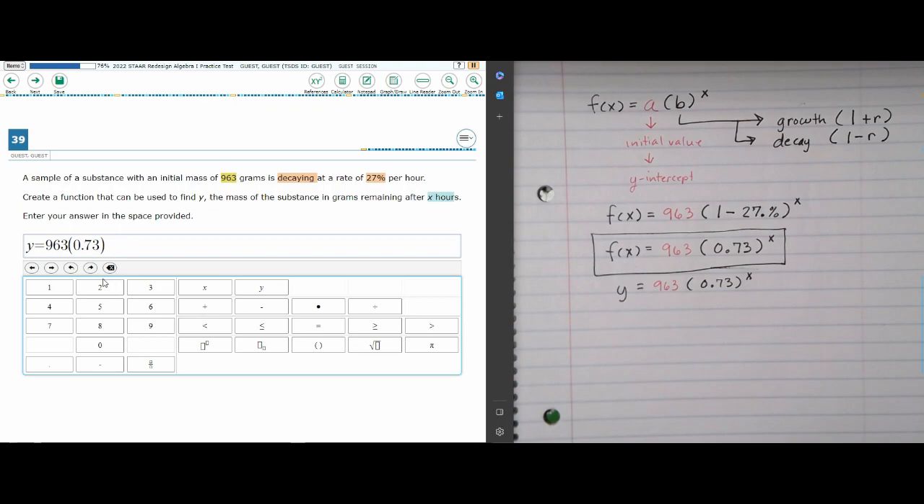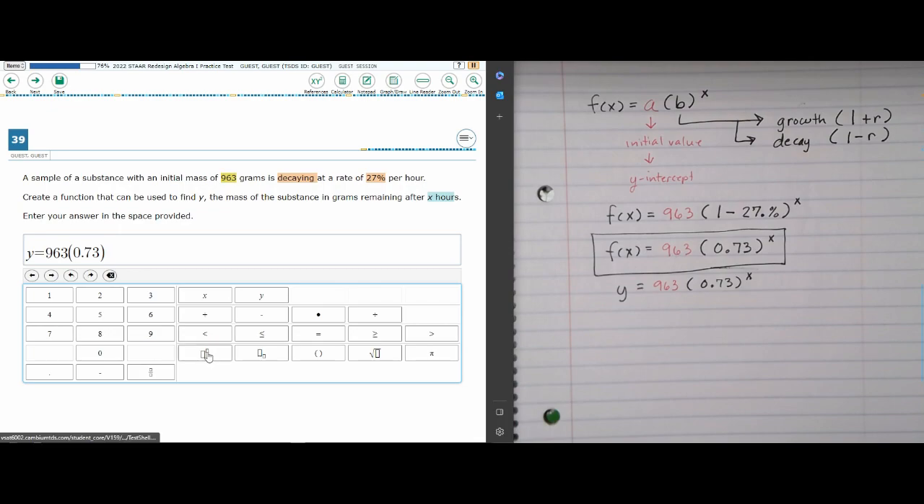And then we need to put to the power of x. So notice over here, I'm looking for a caret key. It doesn't have a caret key, but we do have this little power button here. So I'm going to click the little box right here. Notice it has a small box right at the top and a larger box at the bottom. And I'm going to put my power of x in there.